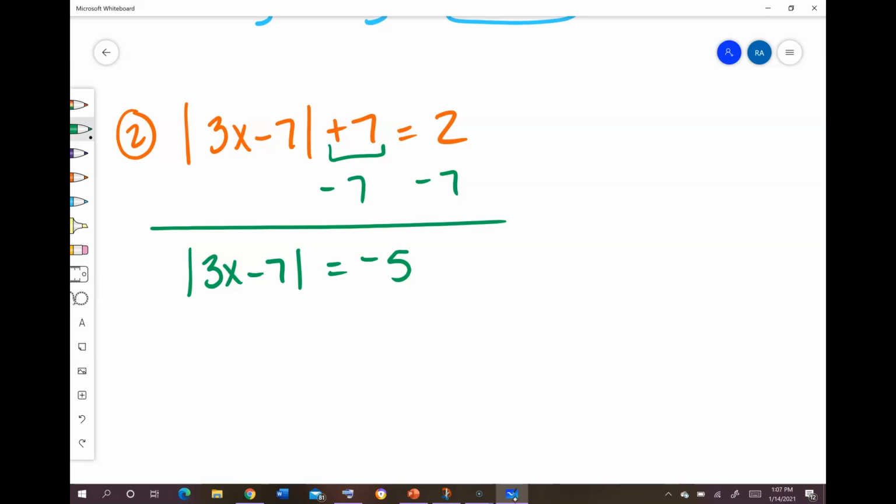An absolute value is always positive. So, if something is always positive, can it equal a negative? No, sir. So, this would be a no solution.